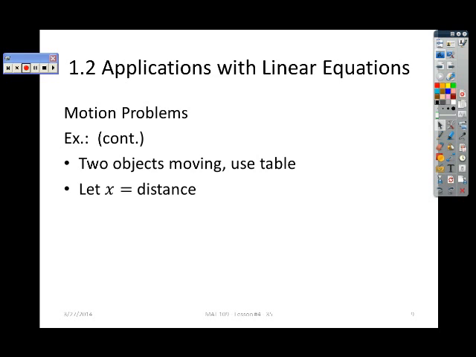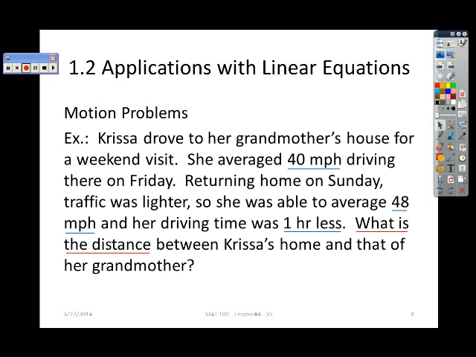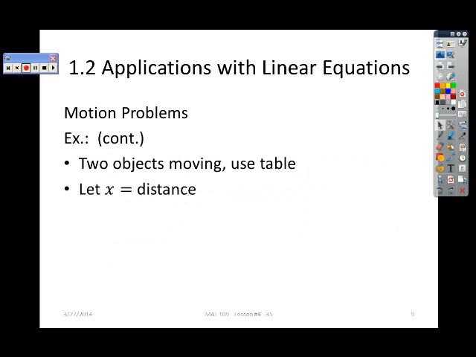So we're only looking for one thing, though. We're looking for distance. So let's define our variable to be that distance. How far is it to our grandmother's house? That's our variable.